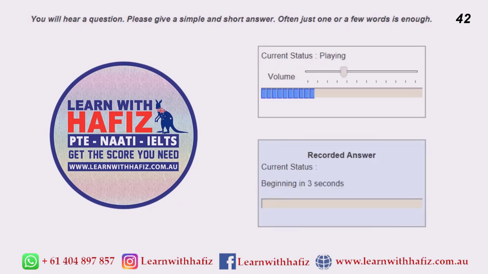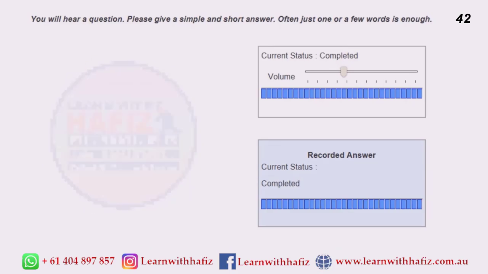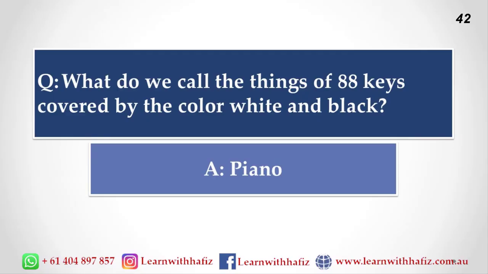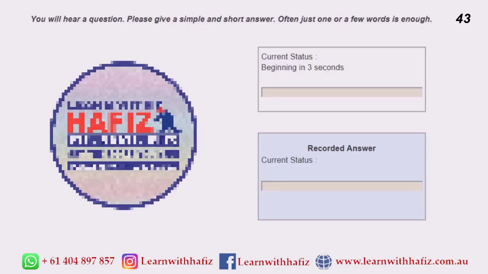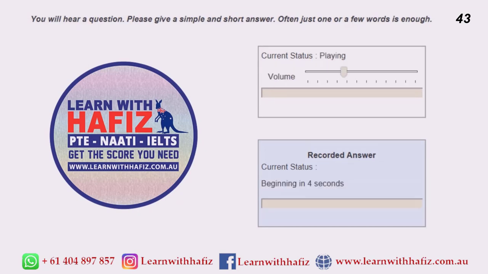What do we call the things of 88 keys covered by the color white and black? Correct answer is. What do we put in a backpack, chair or book?